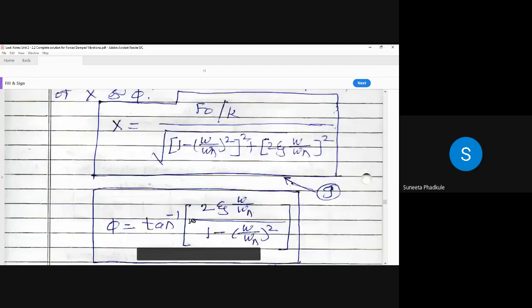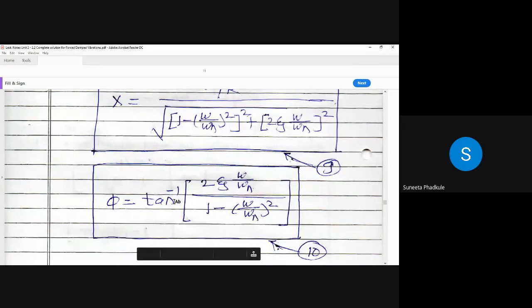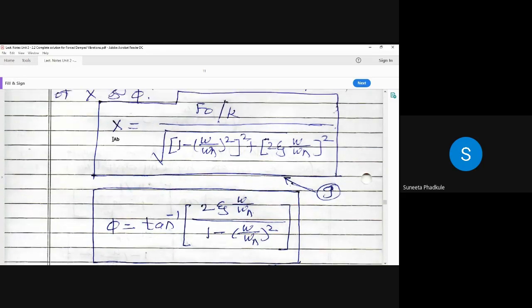And what did we get for phi? Phi is equal to tan inverse of 2 zeta omega upon omega n, and the denominator remains as it is, 1 minus omega upon omega n square. These two are very important for solving problems of forced vibration. So what is X? Steady state amplitude. What is it? You have still not understood fully. Okay, we will understand that at the end of the lecture. Capital X is the steady state amplitude, meaning the amplitude is constant throughout the period.